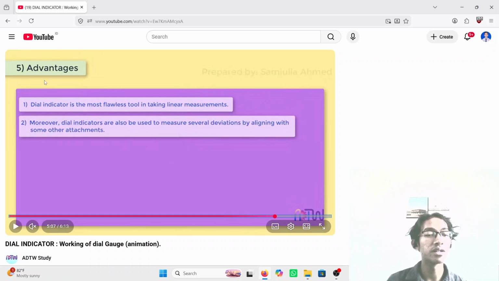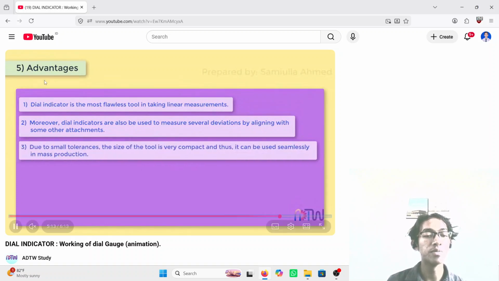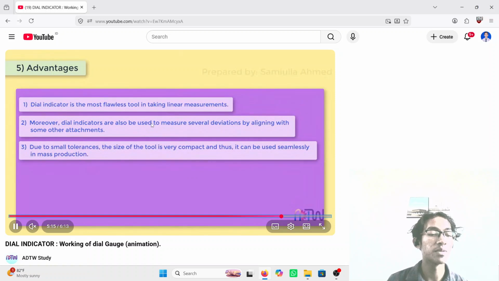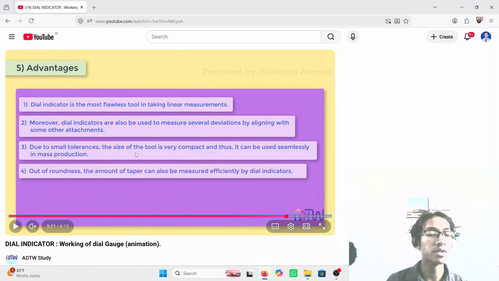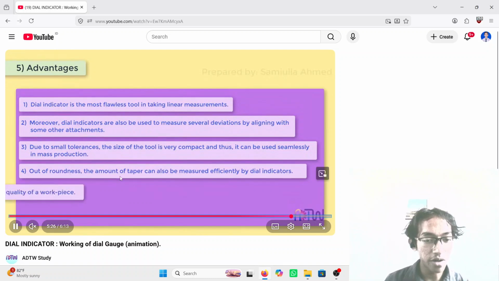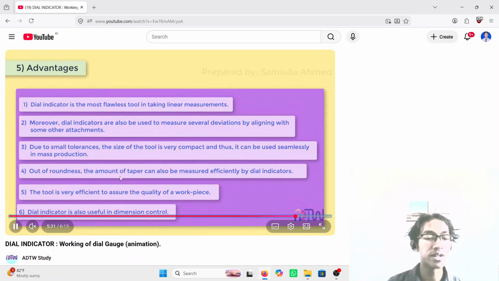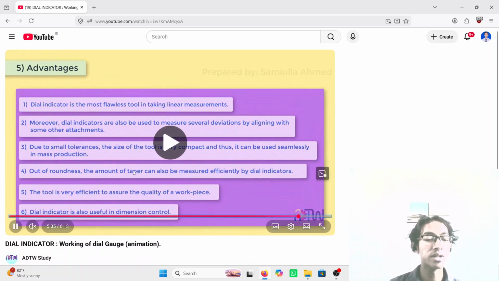First, the dial indicator is a most flawless tool in taking linear measurements. Second, moreover, dial indicators can also be used to measure several deviations by aligning with some other attachments. Third, due to the small tolerances, the size of the tool is very compact and thus it can be used seamlessly in mass production. Fourth, out of roundness and the amount of taper can also be measured efficiently by dial indicators. Fifth, the tool is very efficient to ensure the quality of a workpiece. Sixth, the dial indicator is also used in dimension control.